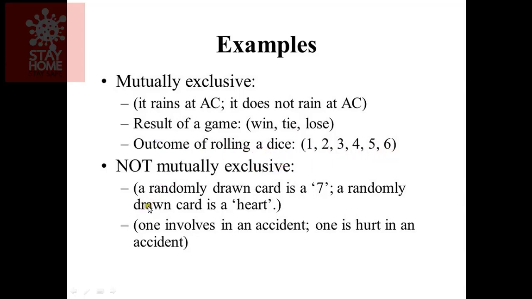Not mutually exclusive, definitely, will be: a randomly drawn card is 7, and a randomly drawn card is a heart. It can be 7 and it can be a heart, the 7 of hearts. It is not necessary that a 7 cannot be a heart. It is possible that 7 and heart come together on one card, which means the card is a heart with the number 7. So that's why these are called non-mutually exclusive events, which can occur at the same time.